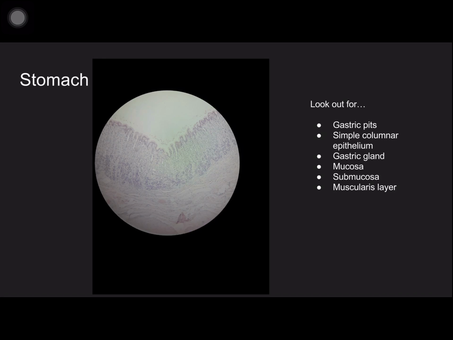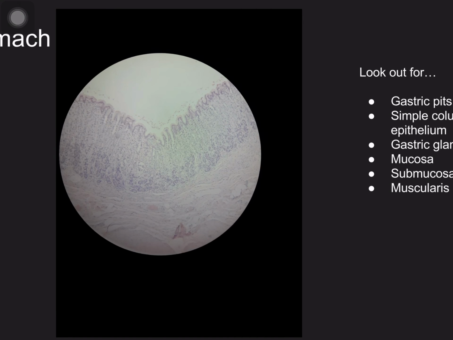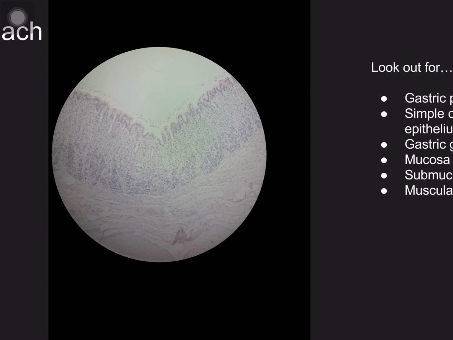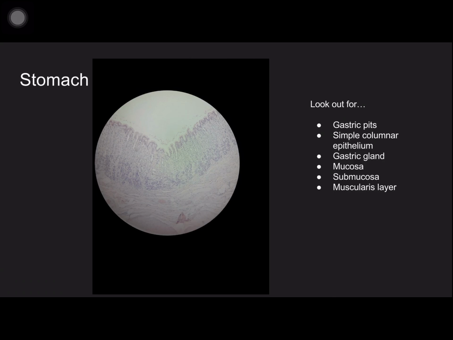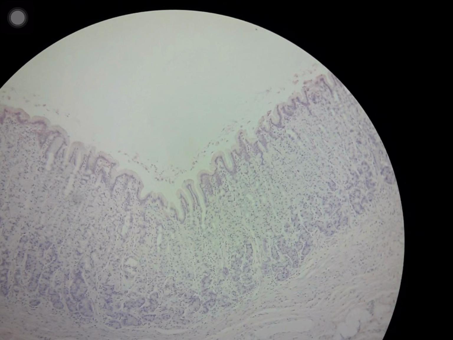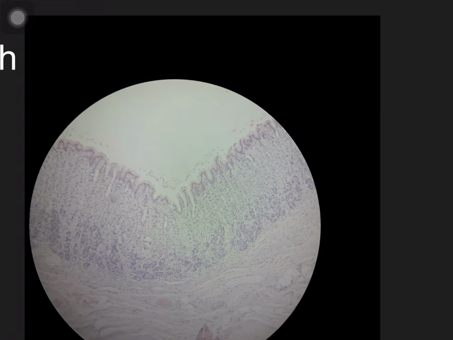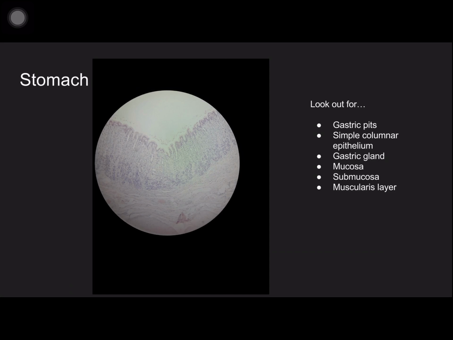Then onto the stomach, we have to look for gastric glands, simple columnar epithelium, gastric pits, mucosa, submucosa, muscularis layer. So the mucosa is obviously the one on the top. Submucosa is right below that mucosa. Then the muscularis layer is the very bottom. Gastric pits probably much closer. We can probably see the gastric pits and the glands.